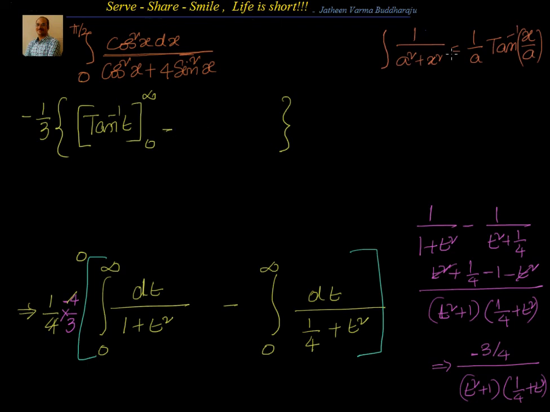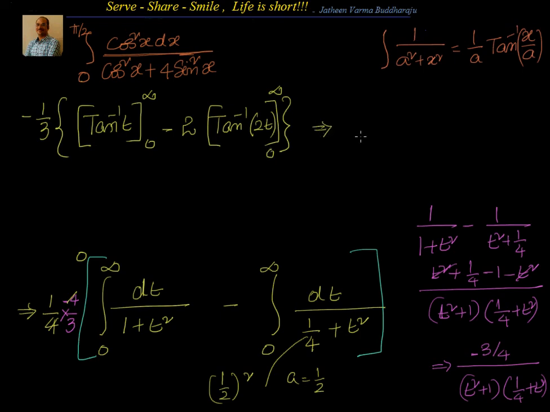Minus of, what is the formula we have? 1 by a tan inverse x by a. Here a is equal to 1 by 2, because 1 by 4 is nothing but 1 by 2 whole square. So 1 by a is equal to 2 tan inverse x by a. Here x is t and a is 1 by 2, so that is tan inverse 2t, between infinity and 0.